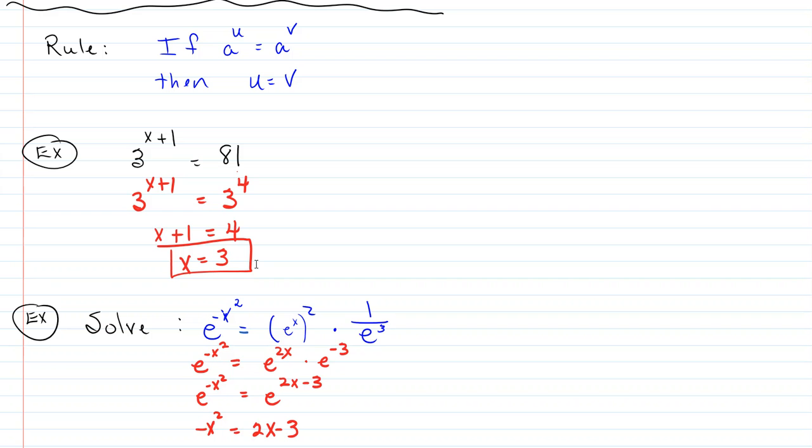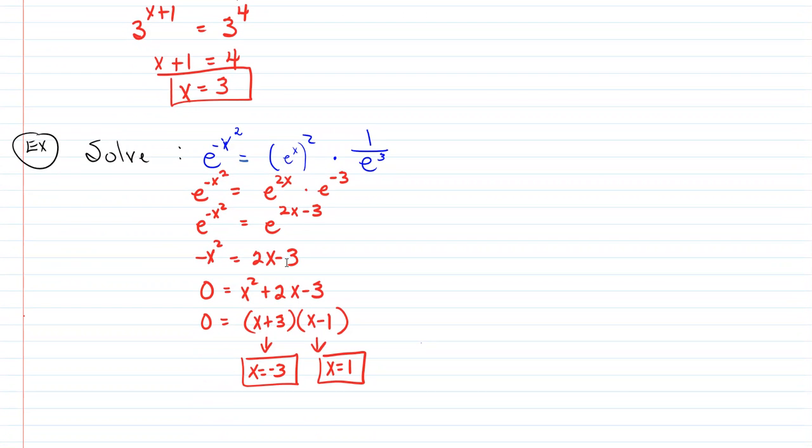So that's one of those. Now, this one looks really ugly, but when you start using the exponent rules, you can clean this up pretty quickly. So we've got e to the negative x squared equals e to the x squared minus 1 over e cubed. So the first thing is to get everything on the same line and clean it up.